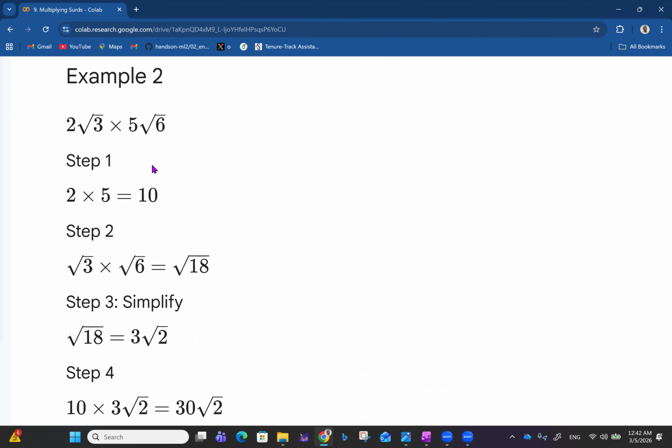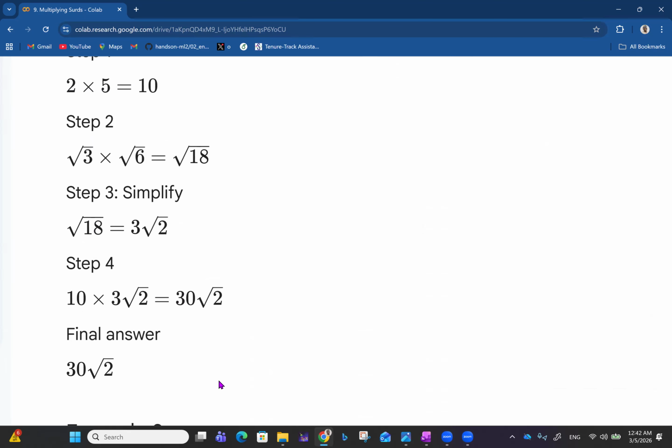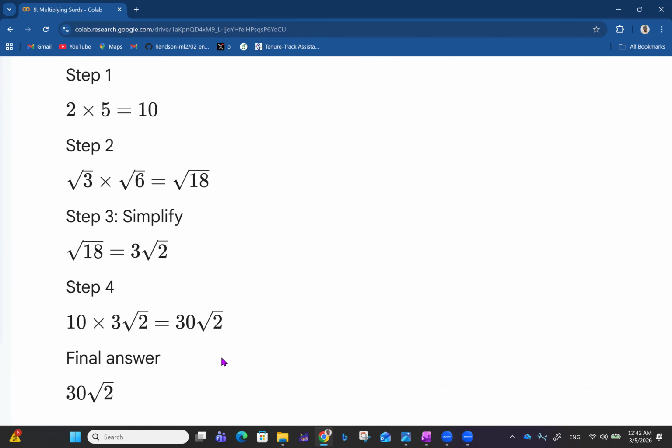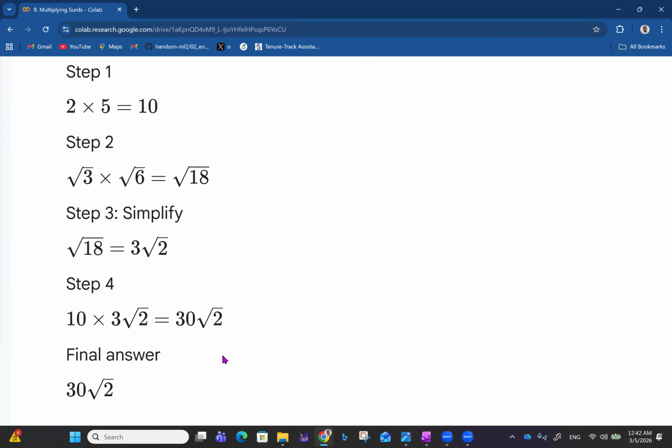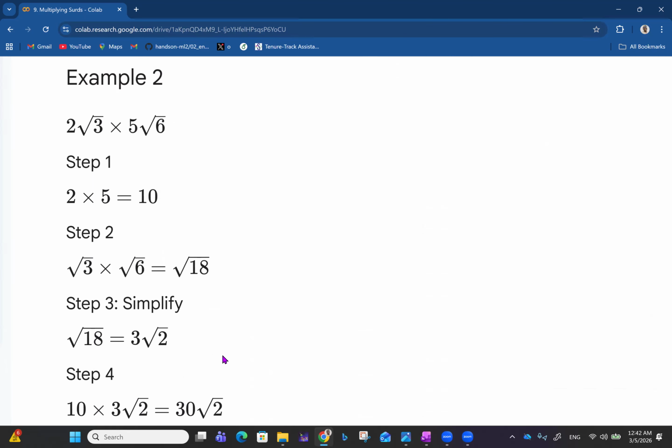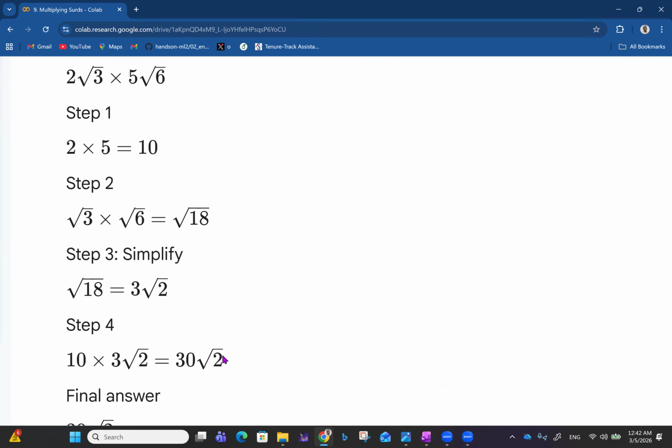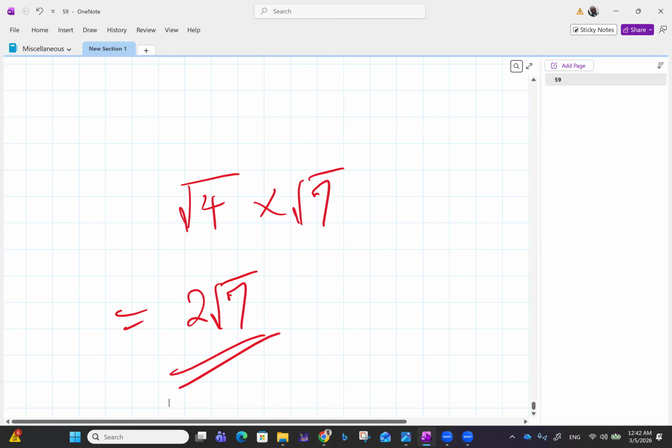So you have 3 root 2. And then at the end of the day, you have 30 root 2. Let me do it on the worksheet because I feel that the way this one is broken down can be a bit confusing. Let me just go straight: 2 root 3, 5 root 6.